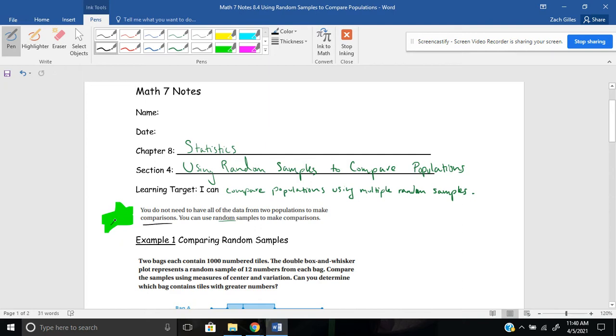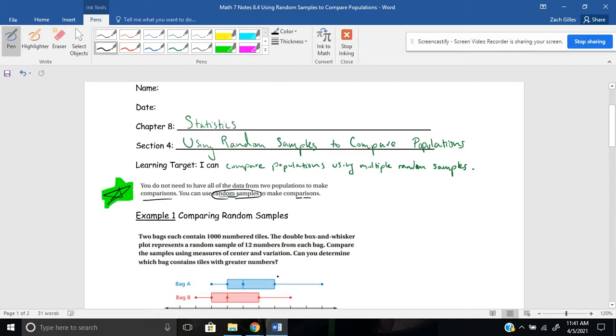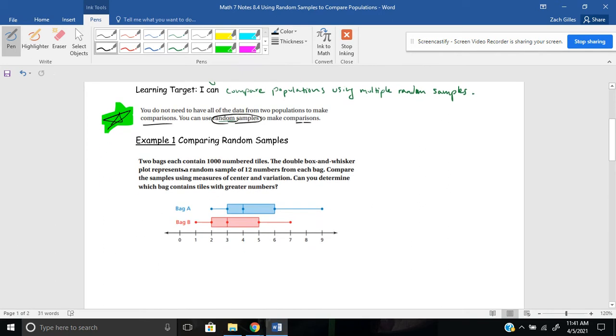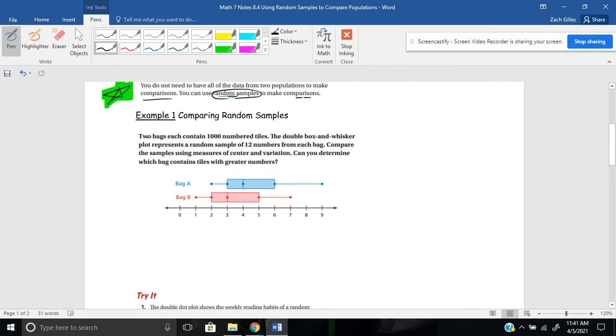That's like saying, if I were to take a class poll, I don't need the entire class. I could take a portion, a random sample of that class to make comparisons. Okay, and I could probably get pretty accurate data depending on how many people that I survey, right? So let's take a look at a couple of these examples.